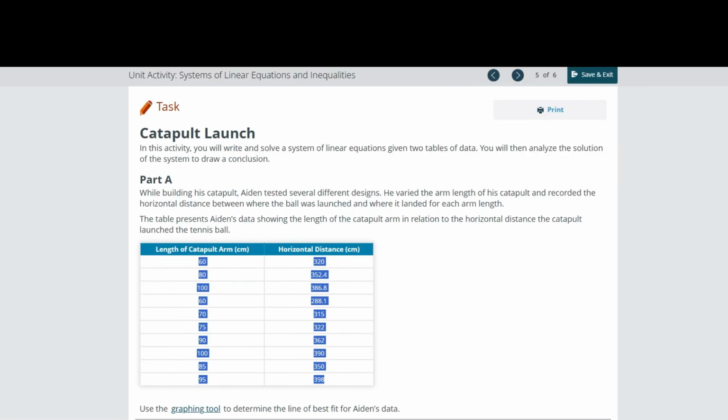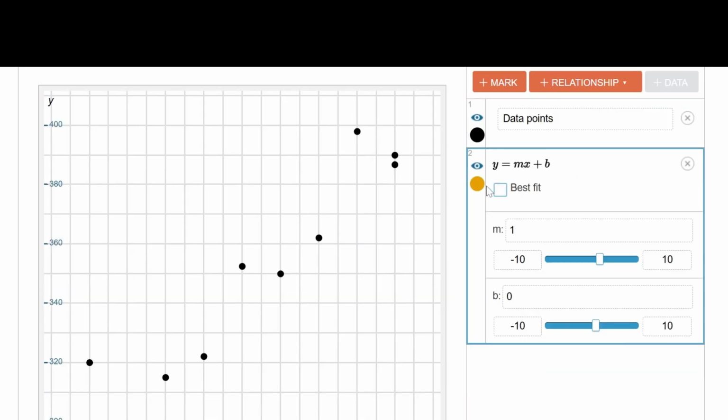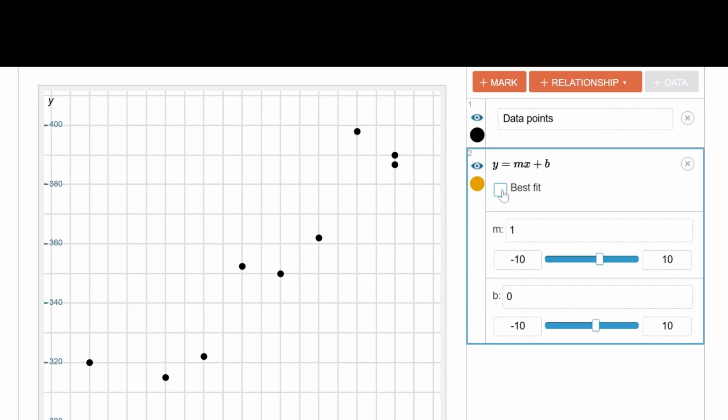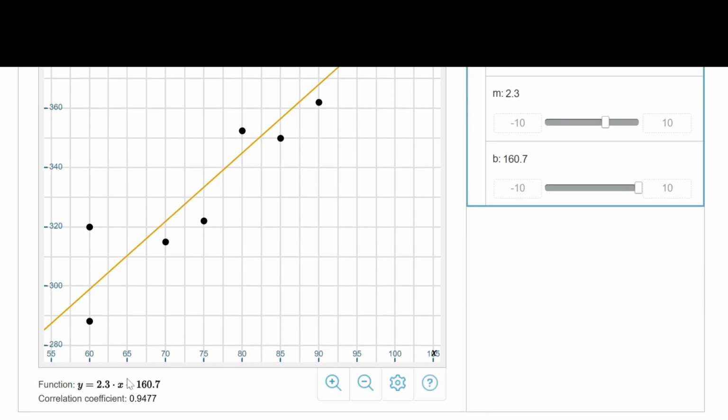And so what are we looking at here? We're looking at linear equations. So then you go to the relationship here, and you just click linear, right? And there it shows, and what are we looking for right here? The line of best fit, right? So you would just click right here, and then this will give you the line of best fit, and you will see it down here. Y equals 2.3 times X plus 160.7, right? That is your line of best fit.